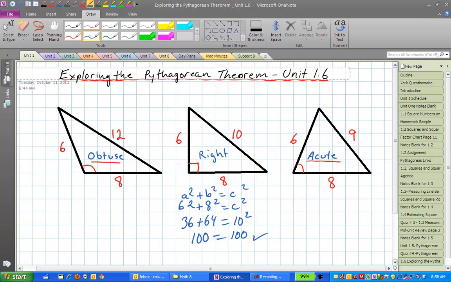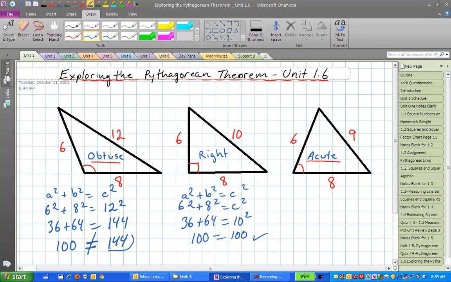But if we have an obtuse triangle, we go a squared plus b squared equals c squared. Does it work? We have 6 squared plus 8 squared equals 12 squared. And so we have 36 plus 64 equals 144. And we say 100 equals 144. We look at this and we say, no, it does not equal. So we draw a line through it and say 100 does not equal 144.